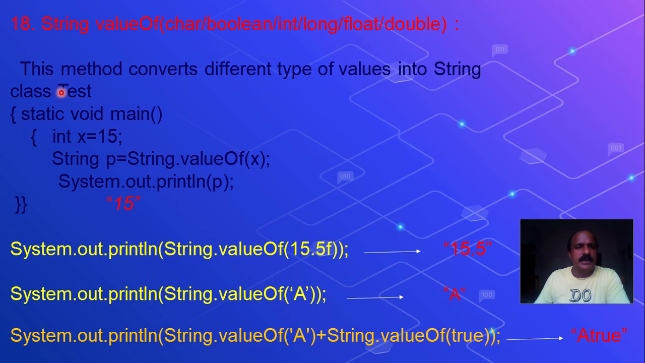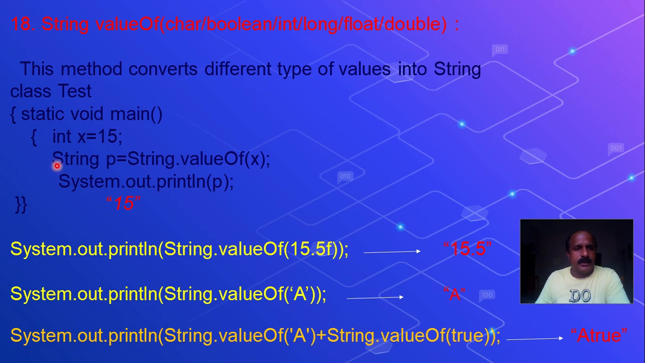Now see, this method converts different types of values into string. The previous one converted string to number, and here it does just the opposite: different types of values will be converted to string. Let us see one example. In x I have stored 15. What type of variable is it?